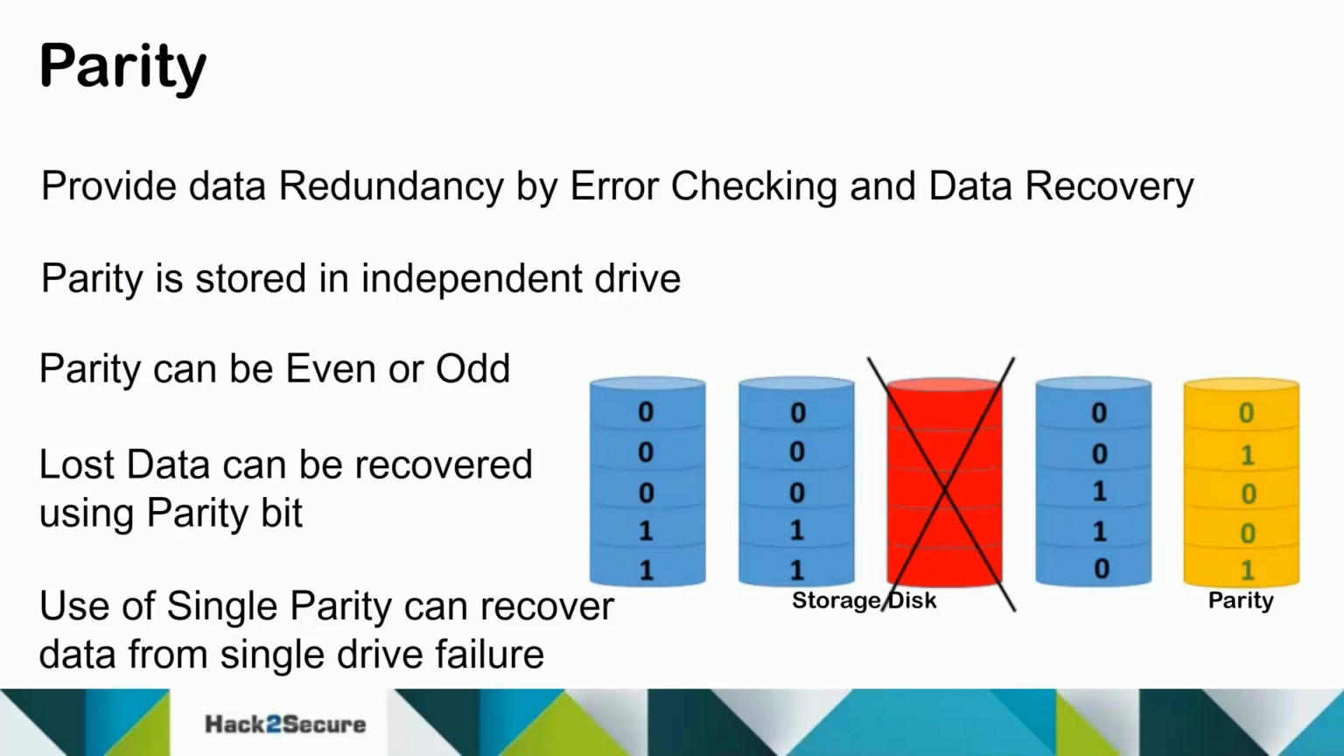Single parity is used to recover data from a single drive failure. Similarly, we can use double parity to recover data from 2 drives. Overall, unlike mirroring, where we have a capacity loss of 50%, using parity we have a small capacity loss to store parity data, but in return, we have effective data redundancy.